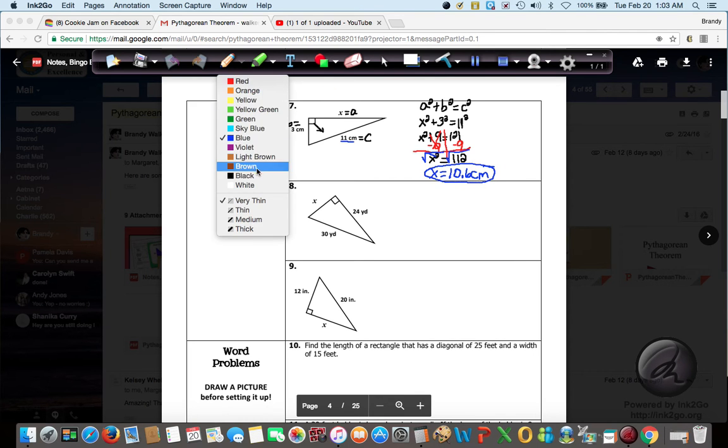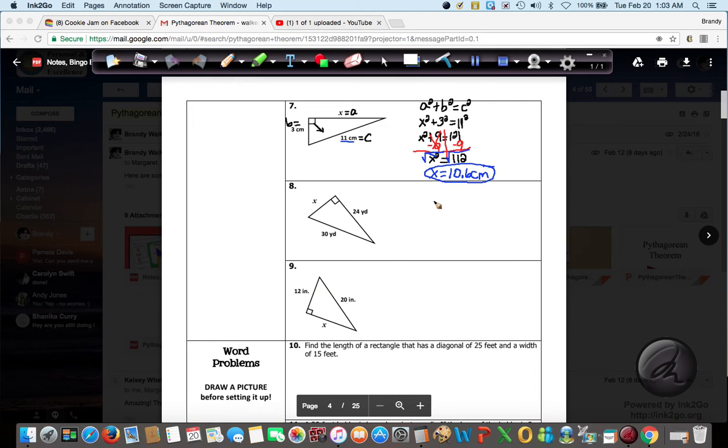I would like for you to do 8 and 9 by yourself. Go ahead and write down a squared plus b squared equals c squared on both options. Remember, your most important first step is to draw that arrow so you can find out what is side C.